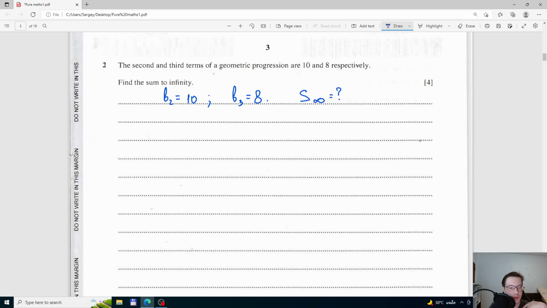Okay, so first of all, I need to know the formula for the sum to infinity of the geometric progression, which is the first term, in my case B1, over 1 minus r, where r is the ratio of the progression. Now it looks like I will have to find the ratio of the progression, which in my case is going to be the third term over the second term, which is 8 over 10 or 4 over 5.